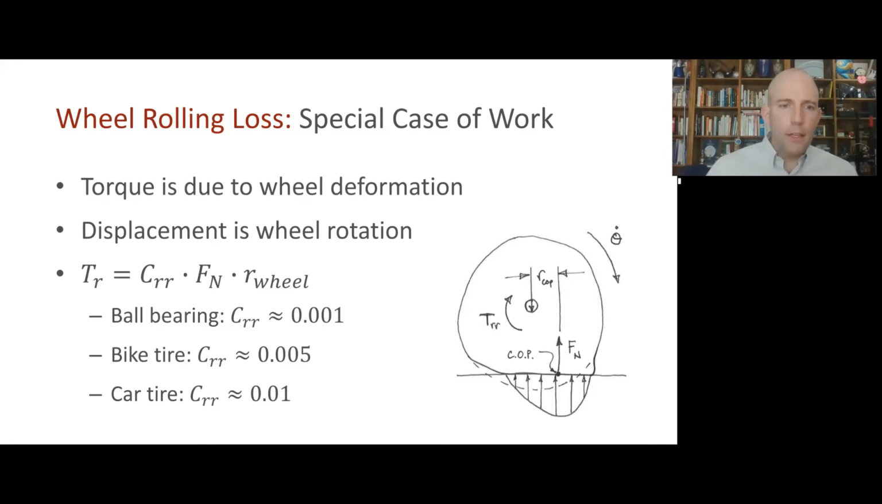And you can get into the tenths area if you start adding things like going through sand. So that's how we can estimate energy lost due to rolling resistance, and it'll end up heating the wheel. That's where the energy will go.